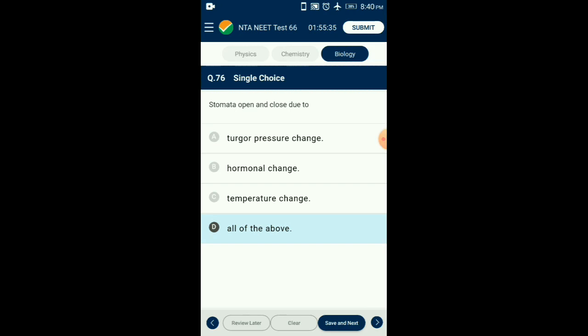Stomata open and close due to turgor pressure change, hormonal change, temperature change. So the correct option is option D.